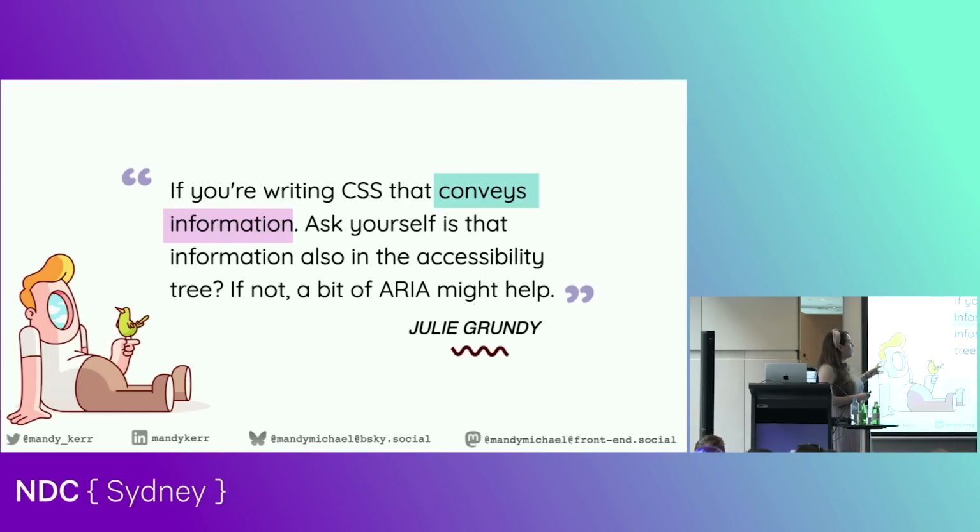But instead of going through them all, I'm going to give you a bit of a quote from my friend Julie. Julie is an internationally renowned accessibility expert, so you can trust what she says. And it says, if you're writing CSS that conveys information, ask yourself, is that information also in the accessibility tree? If not, a bit of ARIA might help. These are particularly useful for complex interactions that you'll often find in applications like drag and drop, for example. And if you're not sure if you need it, you can use the accessibility tree that I showed you earlier to inspect and see what information is available.